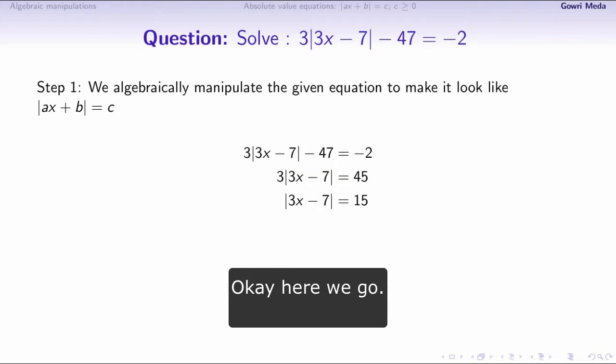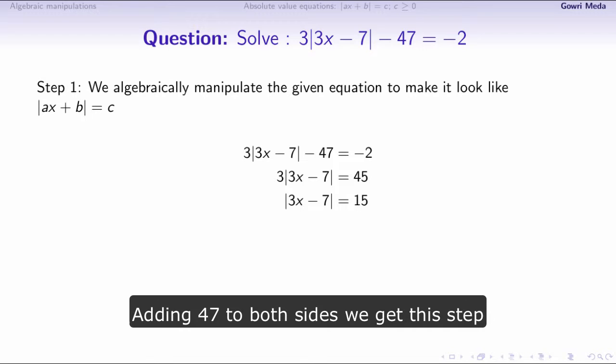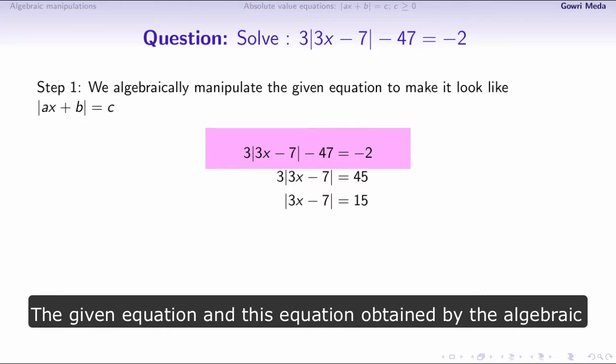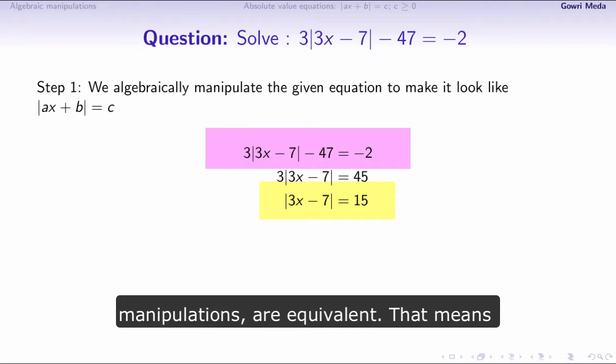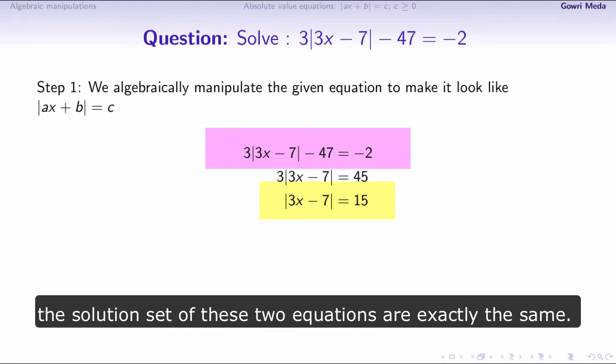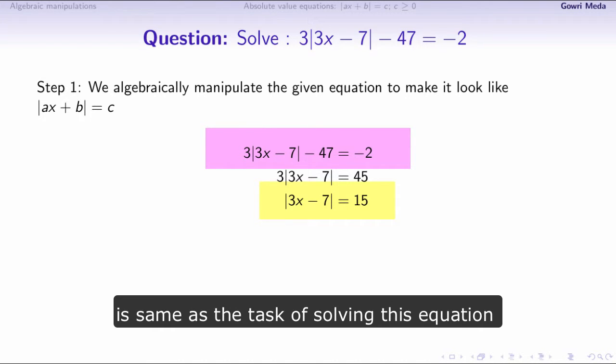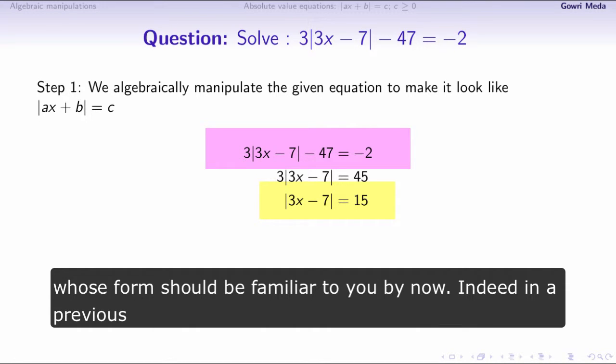Okay, here we go. Adding 47 to both sides, we get this step. Dividing both sides by 3, we get this step. The given equation and this equation obtained by the algebraic manipulations are equivalent. That means the solution sets of these two equations are exactly the same. So, our task of solving the given equation is the same as the task of solving this equation, whose form should be familiar to you by now.